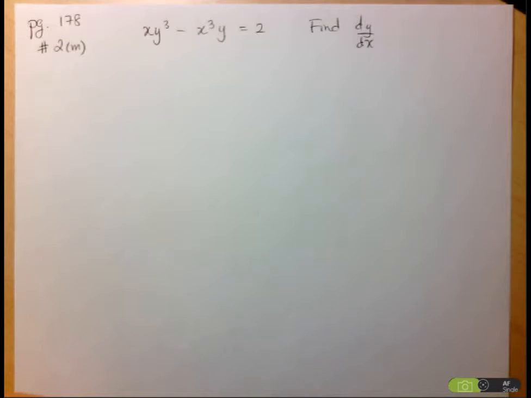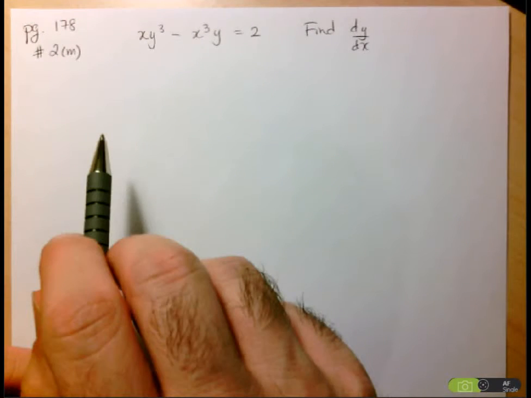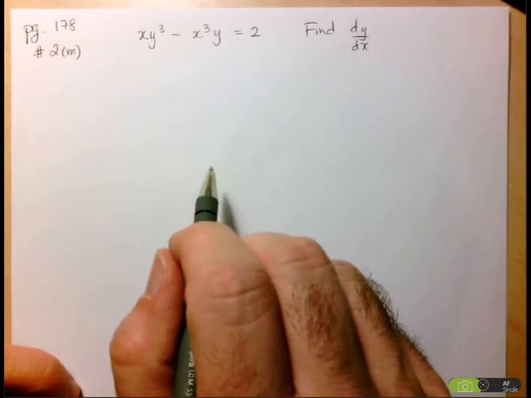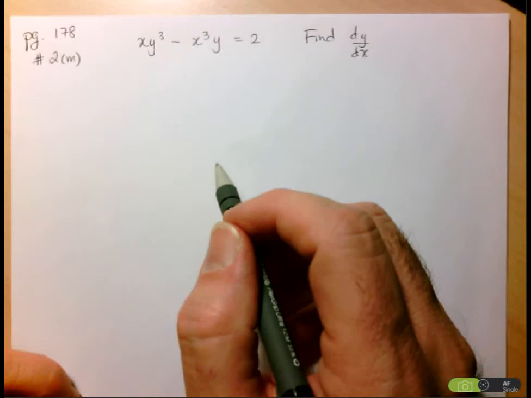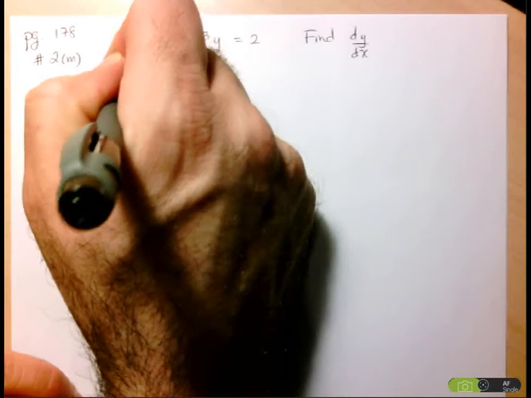Hi folks, we're going to take a look at a question about implicit differentiation. This is page 178 2M. So I'm given this function or relation that's defined implicitly, and I want to find the derivative of y with respect to x. Okay, so our first step is to take the derivative of both sides.